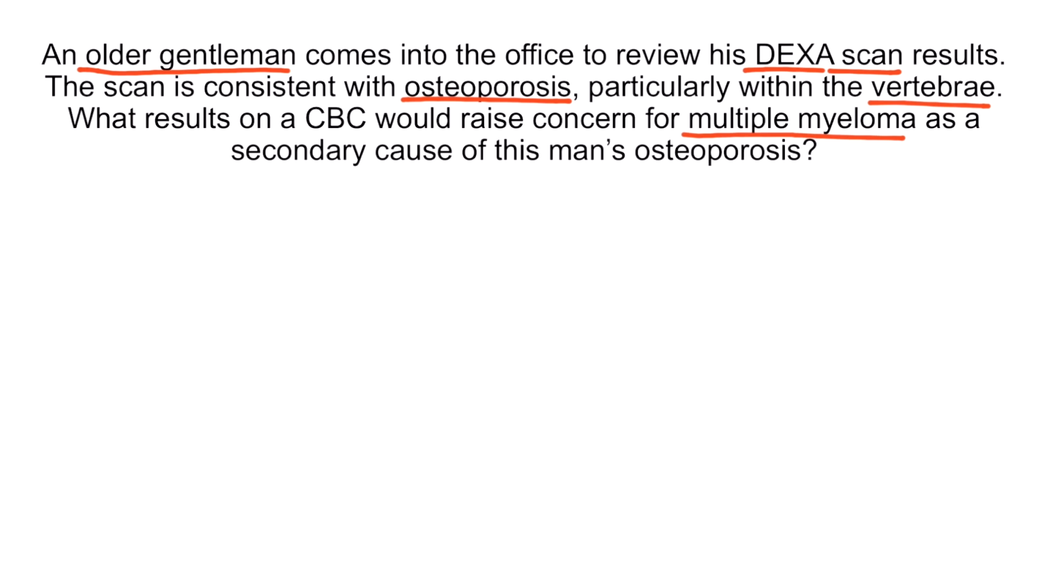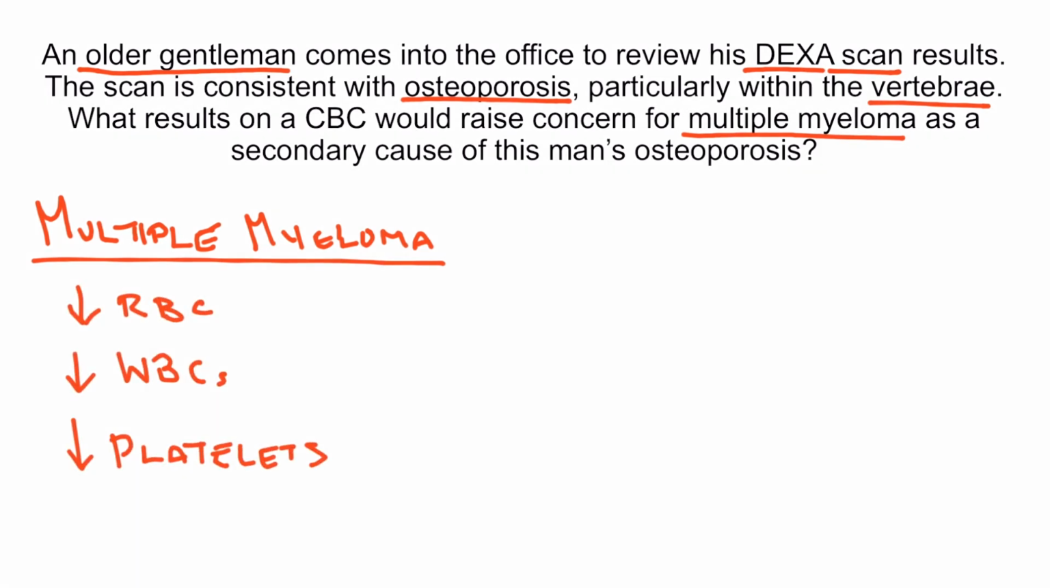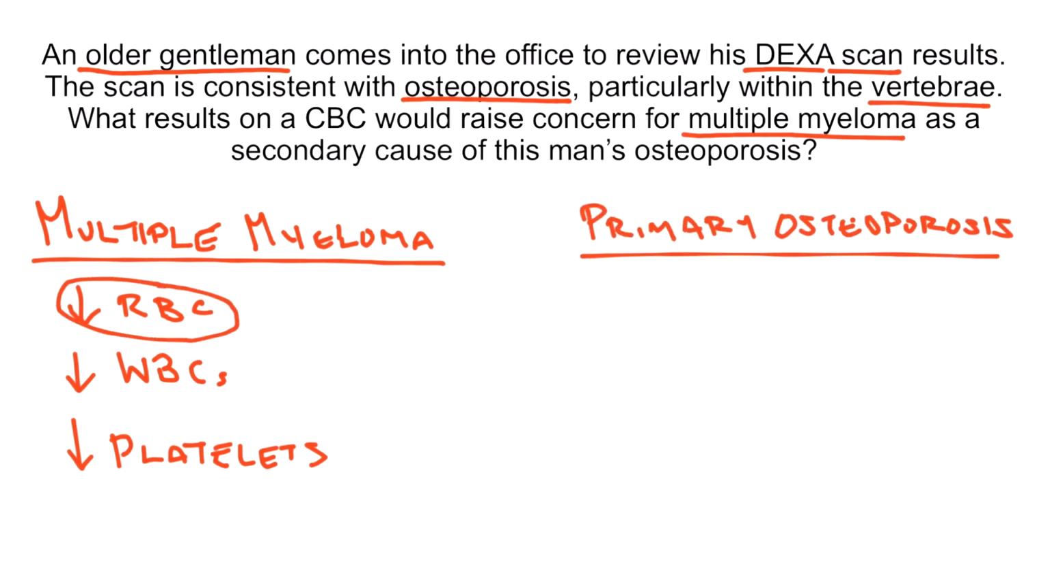Now, the initial workup of multiple myeloma could include a CBC, where we would expect a generalized decrease in blood cell levels. As more myeloma cells take up space in the bone marrow, serum levels of red blood cells, white blood cells, and platelets all decrease. The most common finding is decreased serum red blood cells. In the case of primary osteoporosis, we would expect the CBC to be normal, as long as the patient didn't have any other significant pathological conditions.